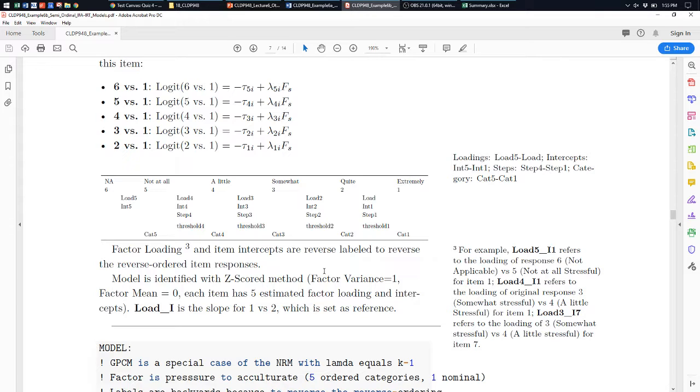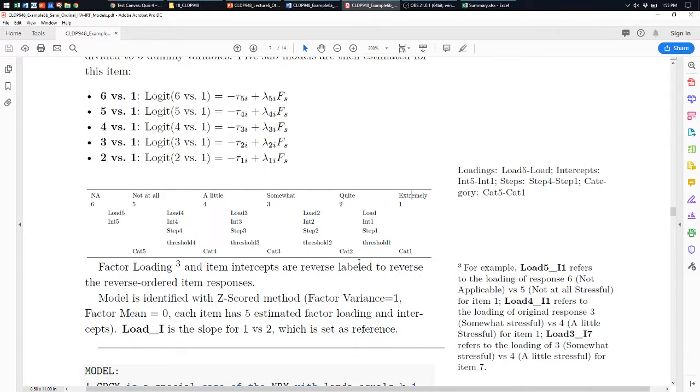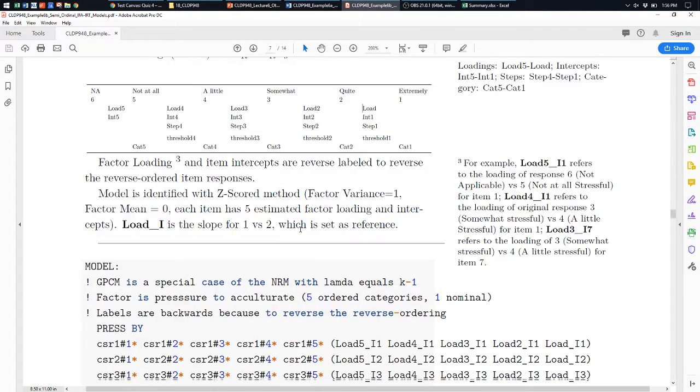So we actually will fit the nominal response model for this item, but with some model constraints. First, as we said, in the nominal response they will estimate 5 factor loadings and 5 intercepts. But because we want to trick the nominal response to fit the ordinal response, we should constrain the factor loading for the 3 versus 1 and the 4 versus 1 to equal like this.